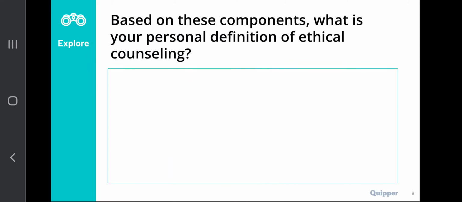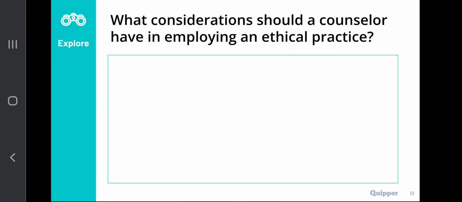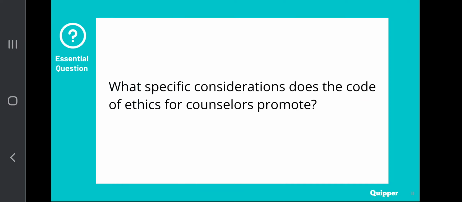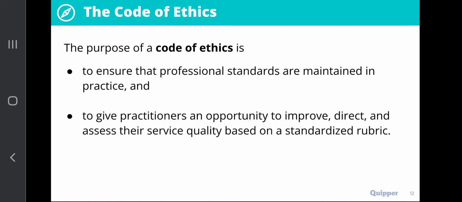Now, with this lesson, we need to answer this essential question during the course of our discussion. What specific considerations does the Code of Ethics for Counselors promote? Now let's discuss the purpose of a Code of Ethics. It is to ensure that professional standards are maintained in practice and to give practitioners an opportunity to improve, direct, and assess their service quality based on a standardized rubric.